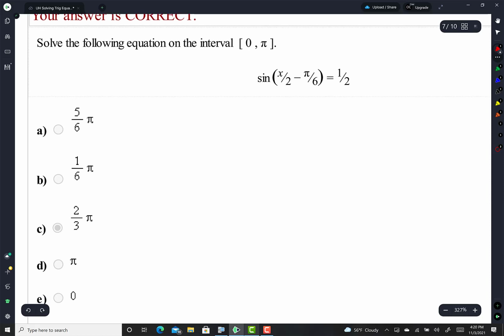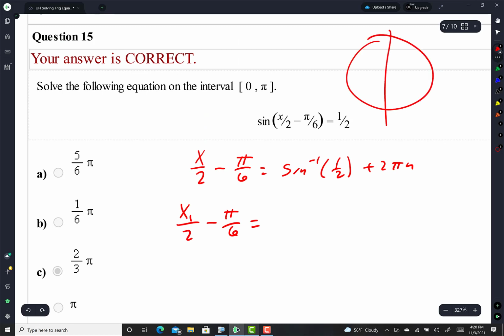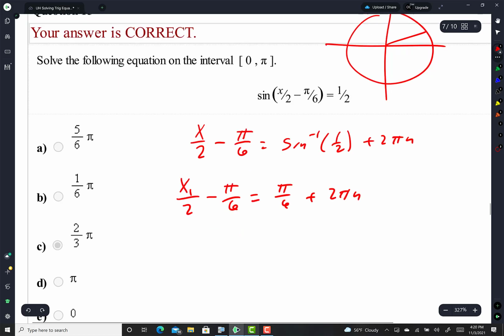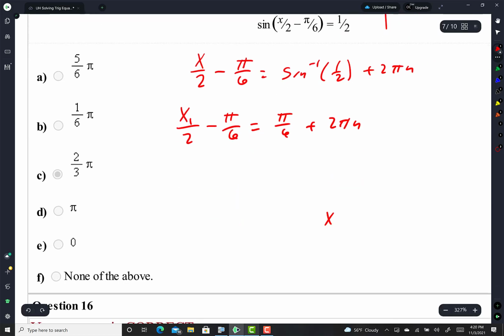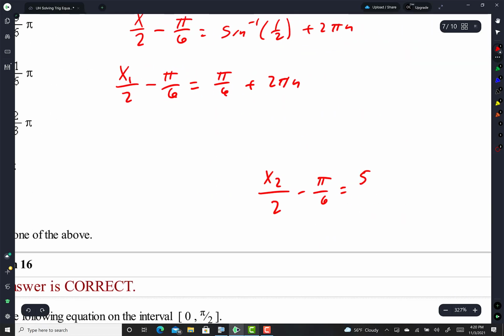So here we go. On this one here, we're going to do the inverse sine. So I'm going to write x over 2 minus pi over 6 equals inverse sine a half. So you already know we're going to do the same thing we did last time. I'm going to have two equations again. So x1 over 2 minus pi over 6 equals, on the unit circle, where is sine a half? At pi over 6. So pi over 6 plus 2 pi n. And I'm going to write the second equation down here, guys. x2 over 2 minus pi over 6 equals, what's the next one? It's this one right there. That is going to be 5 pi over 6 plus 2 pi n.